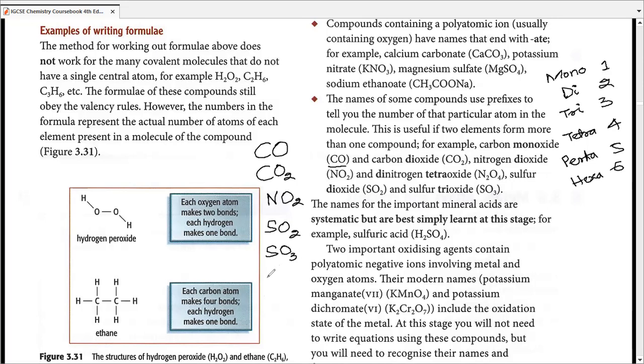Only in the case if the first element does not have one atom, it has more than one, you need to use prefixes for all the atoms. Okay, let's go with this one. This one is dinitrogen tetroxide. Make sense? Since I've already named these, for practice, let's name something different. So, what do you think is the name of this one?